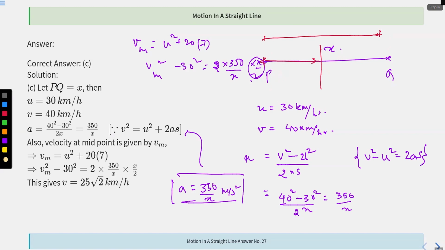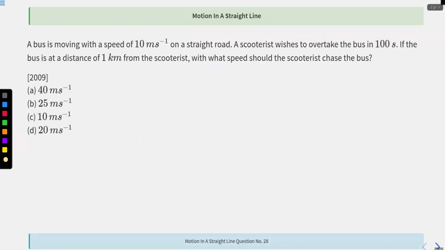Okay, so I hope this is clear. Fine. So this gives the value of the final velocity at the midpoint as 25 root 2 kilometer per hour. Okay, this question should be clear. Moving to the next question.